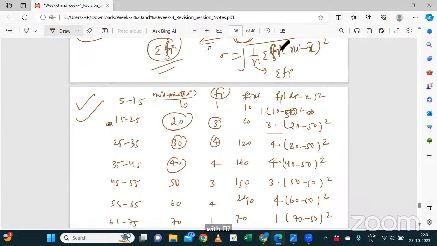No, sir. Okay, that's the mistake. If frequency is given to you, then you have to multiply it by frequency when solving for the standard deviation.